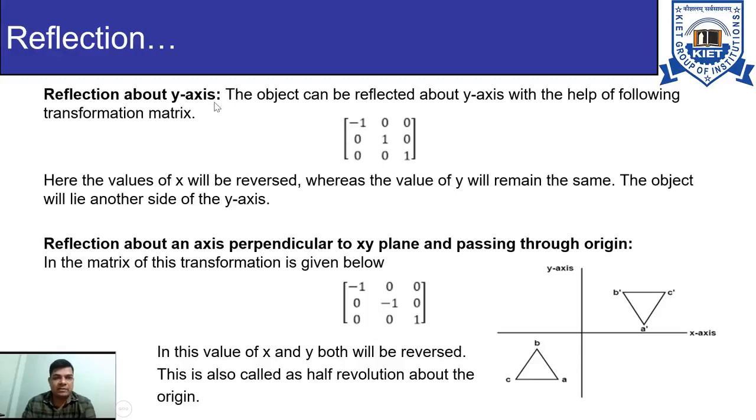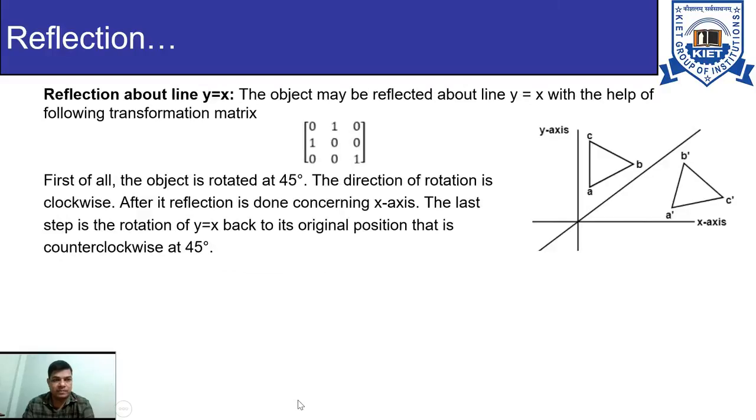Now reflection about the y-axis: the object can be reflected about the y-axis with the help of the following transformation matrix, and in this the value of x is going to be changed. In case of reflection about an axis perpendicular to the xy plane and passing through the origin, the object is in the first quadrant and is going to be shifted to the third quadrant, where the values of x and y are both negative. The values of x and y are both reversed. This is also called a half revolution about the origin.